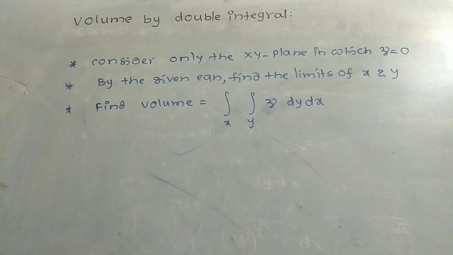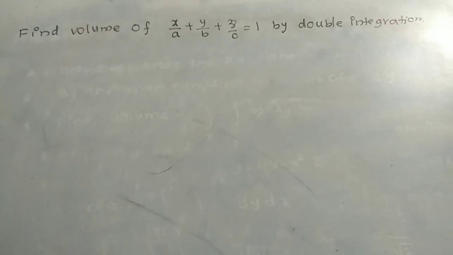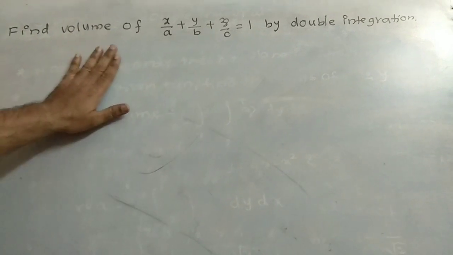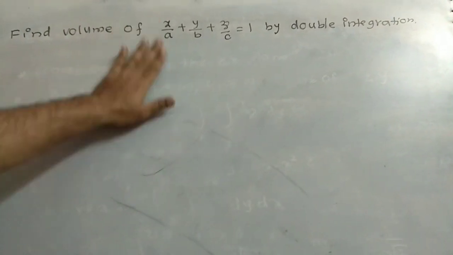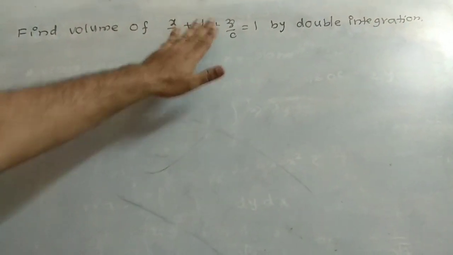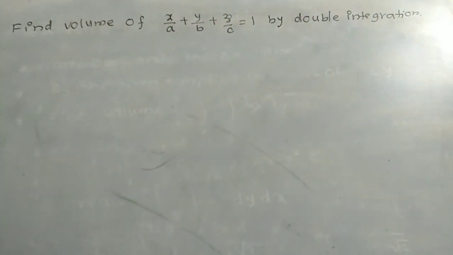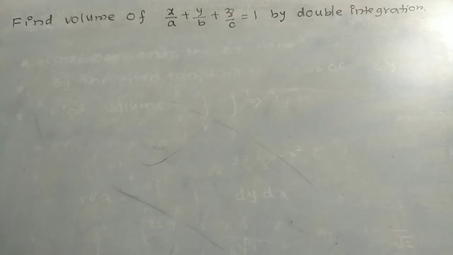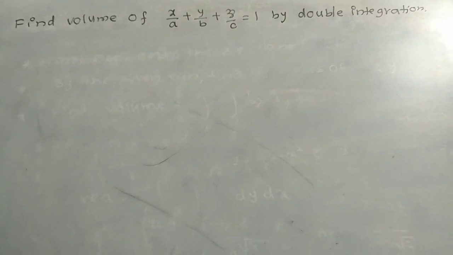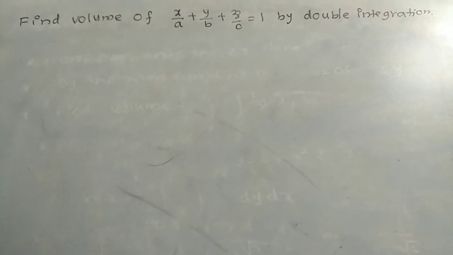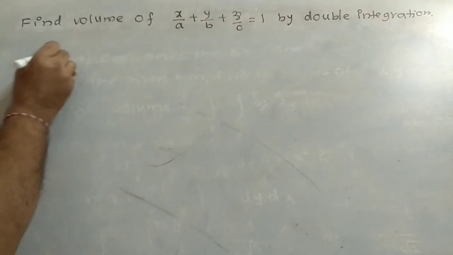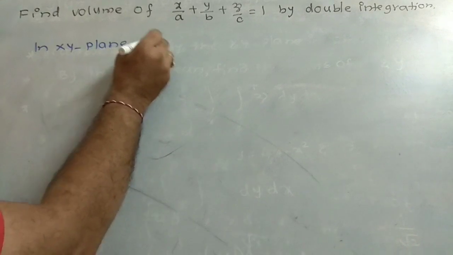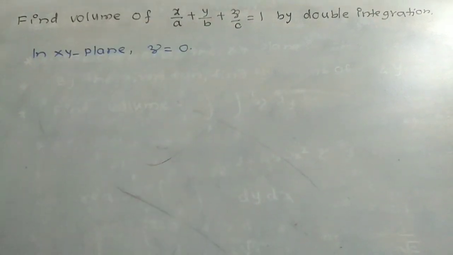And problems. Now let us have a problem. Find the volume of an equation given x by a plus y by b plus z by c equal to 1 by the double integration. So you are using only the double integration to get the value. But before going to start, in the xy plane, what is the value of z? It is always taken as z equal to 0.